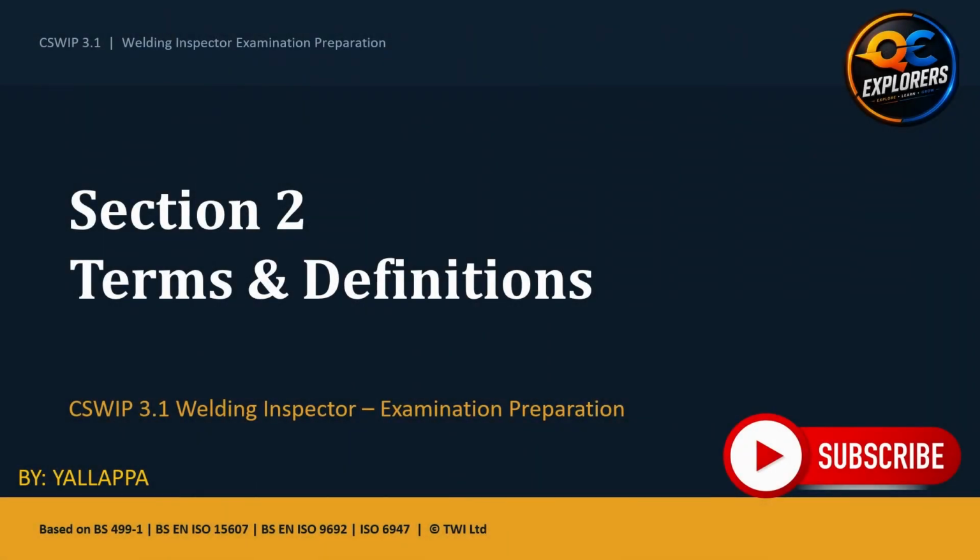Welcome to Section 2 of the CSWIP 3.1 Welding Inspector Training Program, Terms and Definitions. Before we can inspect a weld properly, we need to establish a common technical language. A welding inspector must be able to look at a joint, identify its configuration, describe its preparation, identify the features of the completed weld, and communicate those observations using the correct terminology. This section is therefore much more important than it may initially appear.